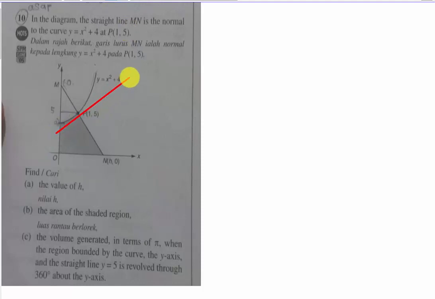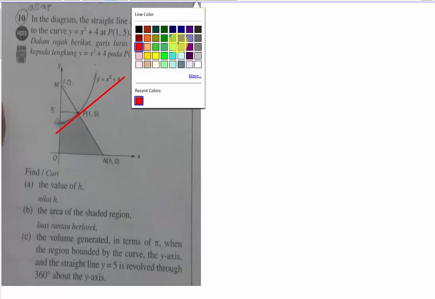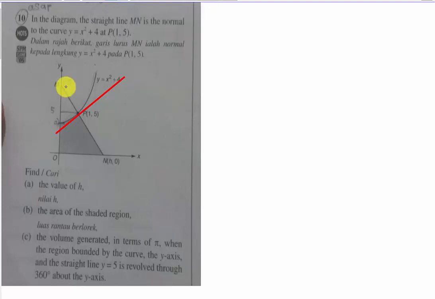Okay, maybe this is a tangent line. And when they say normal, what does it mean? Let me use green color maybe. It means the line MN will be perpendicular to the tangent. You will see the red one is the tangent line and the green one is the normal line. So very simple. If you have learned about differentiation, you already understand what normal and tangent are.